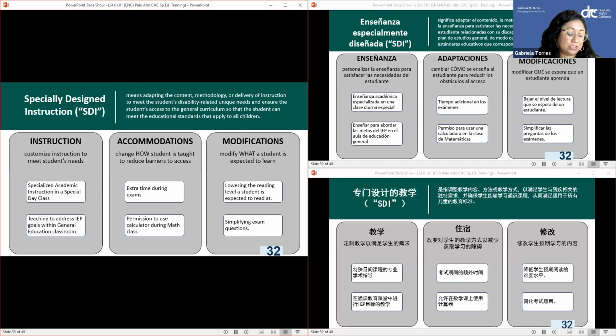And then modifications. So the actual program itself can be modified. One of the important things is that it still requires the mastery of the concept. So you still have to learn the material, but the actual program itself can be modified to what you're expected to learn. So that could be lowering the reading level that a student can be expected to read at, or simplifying the exam questions themselves is another way. If we go to the next slide.